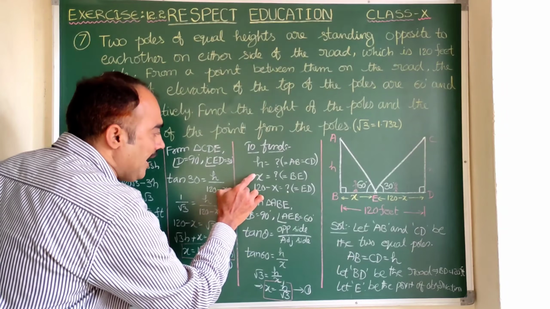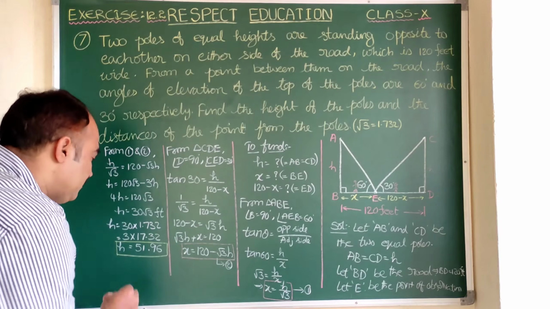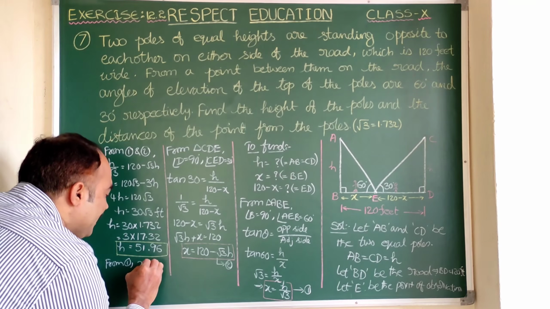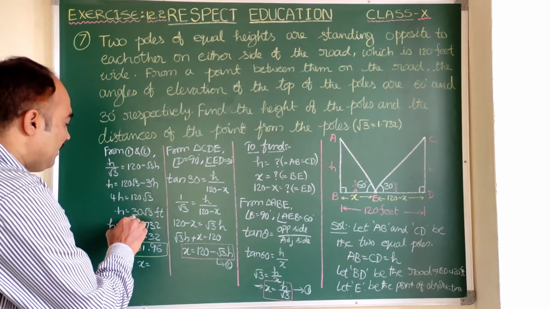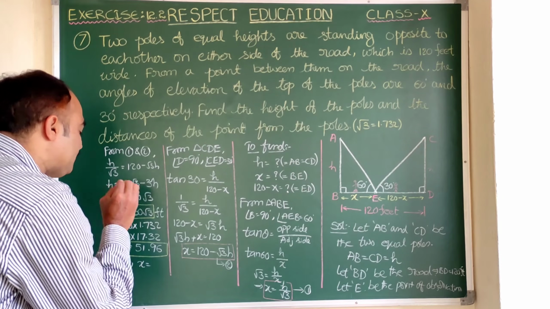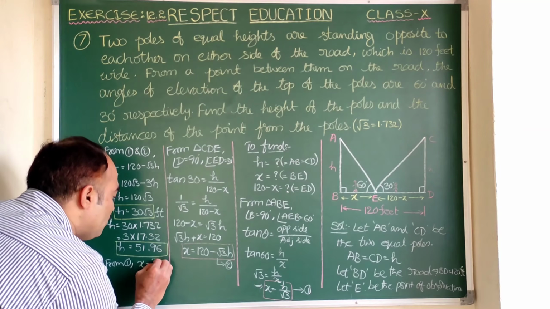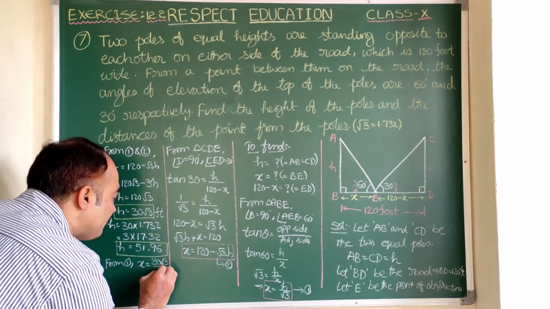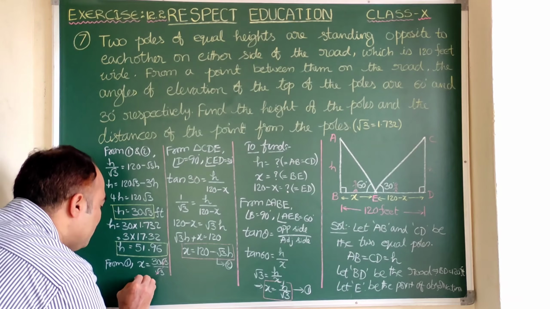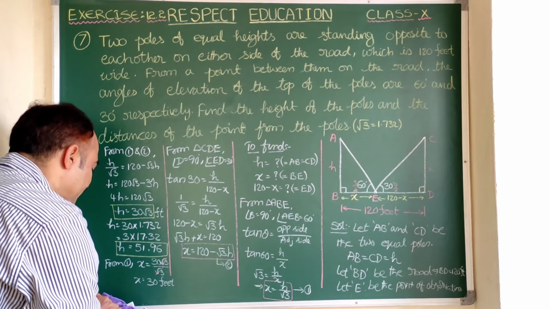Now we got H. The task is that we should find X and 120 minus X. From equation 1, X is equal to H by root 3. Here H we got as 30 times root 3. For the substitution, let us take this value, so that root 3 and root 3 get cancelled. So 30 root 3 by root 3, the root 3 gets cancelled. Here you get X is equal to 30 feet.